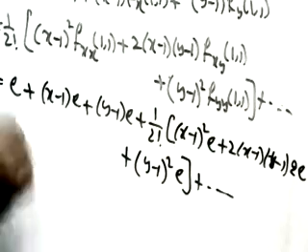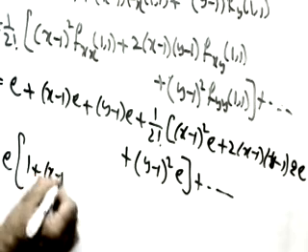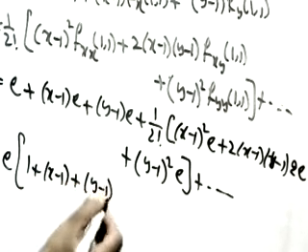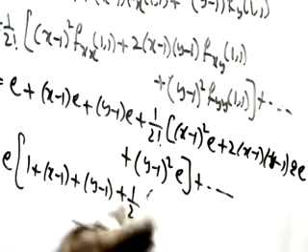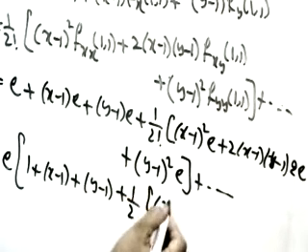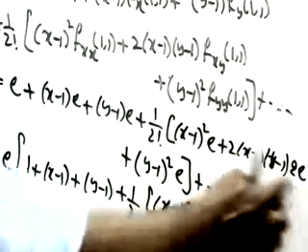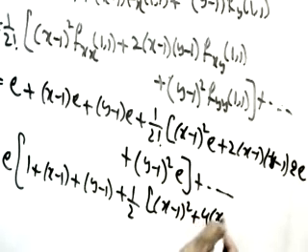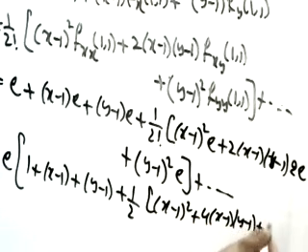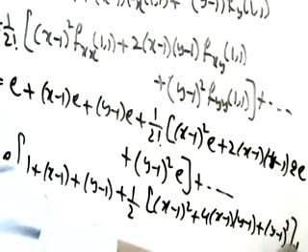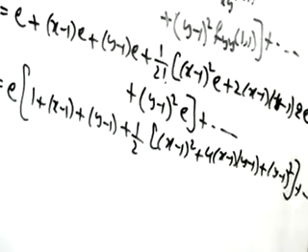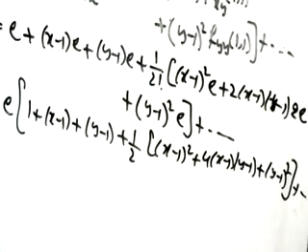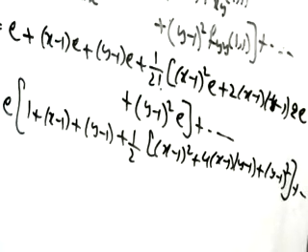Just let me do it. Let me take e common from all the values. So what is left here? 1 plus (x minus 1) plus (y minus 1) plus 1 by 2 factorial, 2 into (x minus 1) whole square plus this 2 will become 4, 4 (x minus 1)(y minus 1) plus (y minus 1) whole square, bracket, plus and so on. So these are the few questions we have done on Taylor's expansion for two variables.